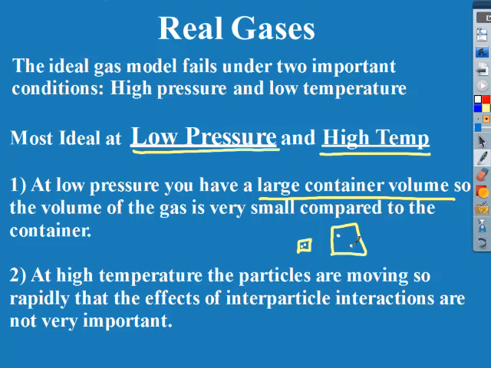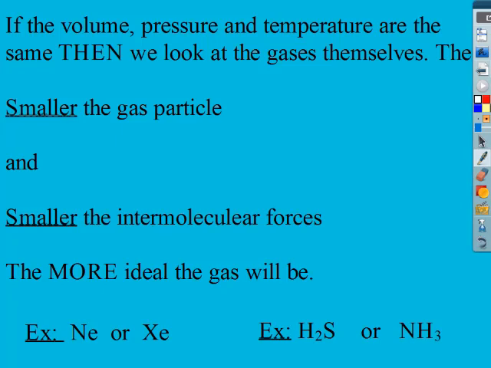If the gas is at the same conditions, then we can look at the gases themselves. So if volume, pressure, and temperature are the same, then we look at the gas. The smaller the gas particle and the smaller the IMF, or intermolecular forces, the more ideal the gas is going to be. For the same reasons as before. The smaller the gas particle, the more true to it having 0 volume it is. The smaller the IMF, the less attraction or repulsion it would have with each other.